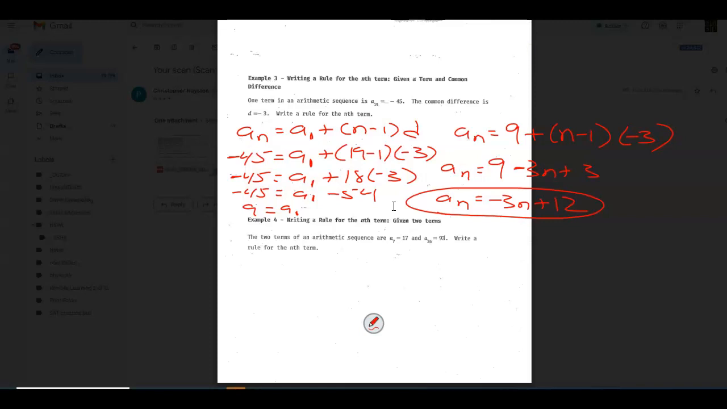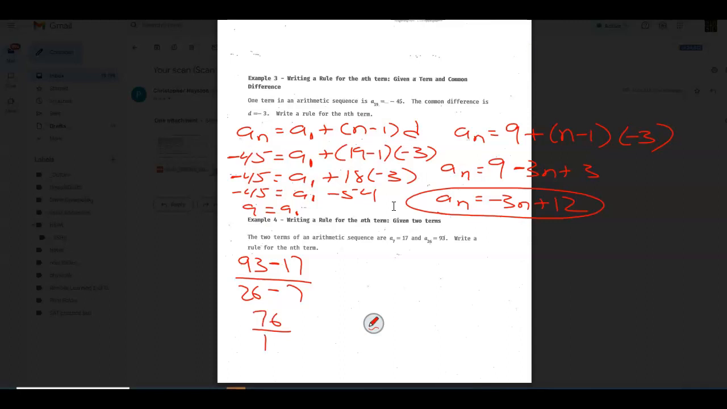The second one, when they give you 2 points, you have to find your d by basically finding the slope. You subtract your two a sub n's, 93 minus 17, and you divide that by subtracting the n terms, 26 minus 7. 93 minus 17 is 76.